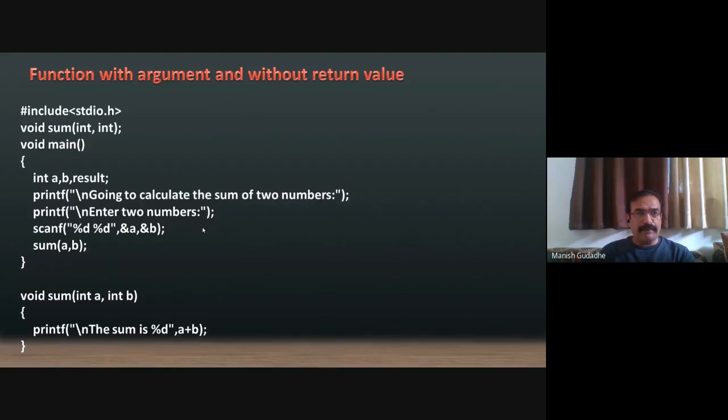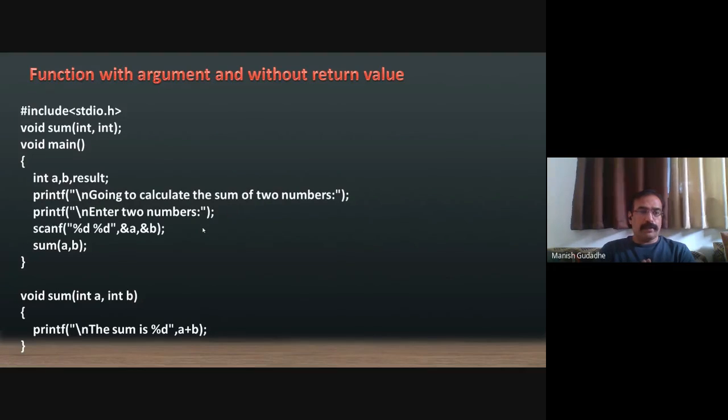Carrying forward the discussion with this theme, we'll have a small example: a function with arguments and no return value. Argument means the parameters. What are parameters? Parameters are the input provided to the function on which the function is going to work. The variables with the values which the function is going to process are called parameters. They are also called arguments.